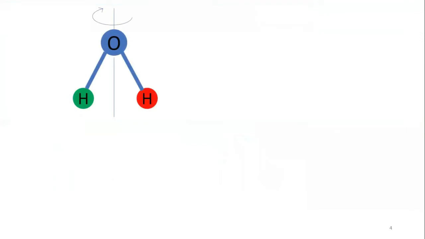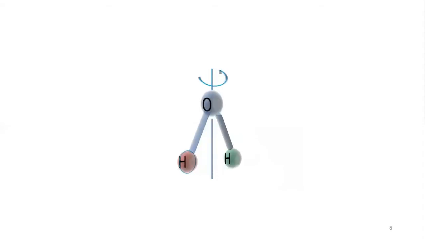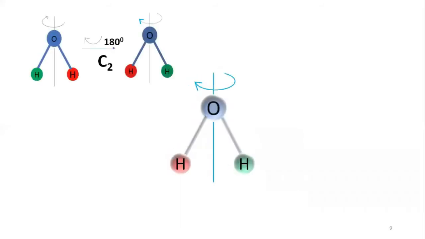This is the initial configuration, in which the red hydrogen atom is placed on the right hand side. We will focus on how it is shifted to the left side. It is rotated to 45 degrees, then 90 degrees, then 135, and then 180 degrees. So 180 degree rotation will lead to a configuration where you could see that the red hydrogen atom has been shifted to the left hand side.